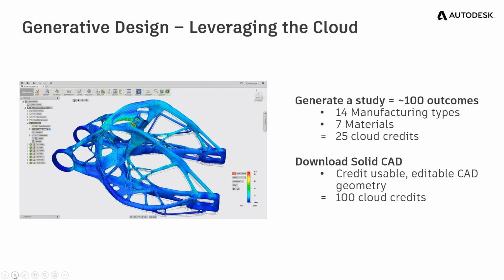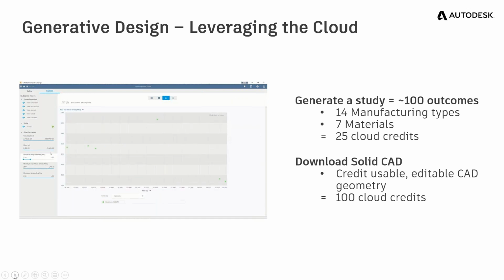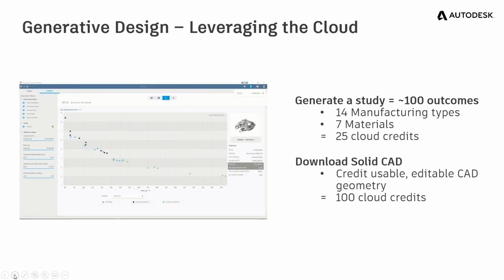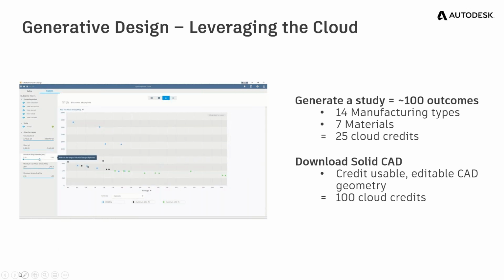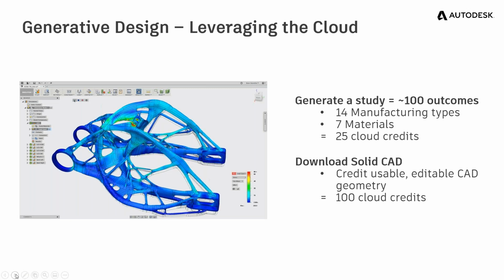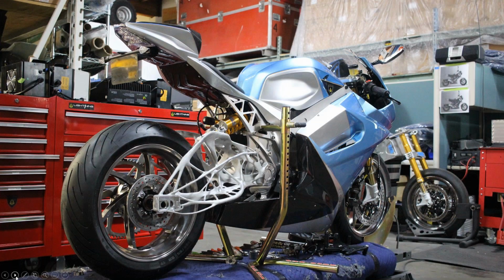I don't know if you consider this expensive or not, but if you think of a team of engineers working to get 100 possible solutions for a problem, I think this could cost more. And also, probably they could not conceive all the outcomes that generative design can produce. Okay, so let's have a look at how generative design works.